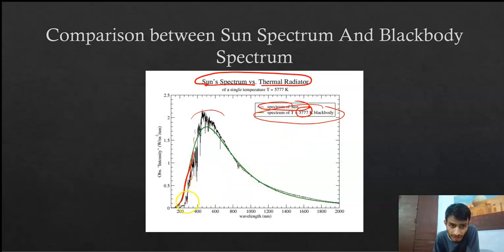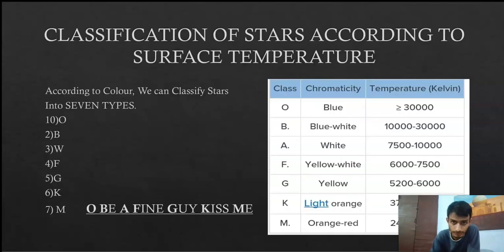And you can also see it is not perfectly matching, but there are wiggles, there are kinks here, and these kinks tell us about the content of the star. So by comparing these kinks with the spectrum of the elements, we can know the contents of the star. So let us go to the next slide.